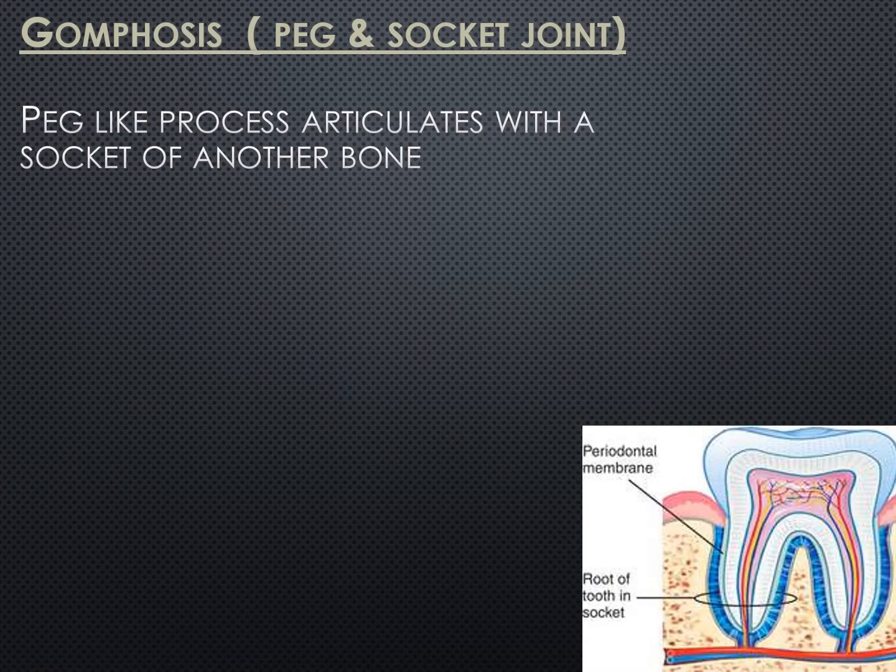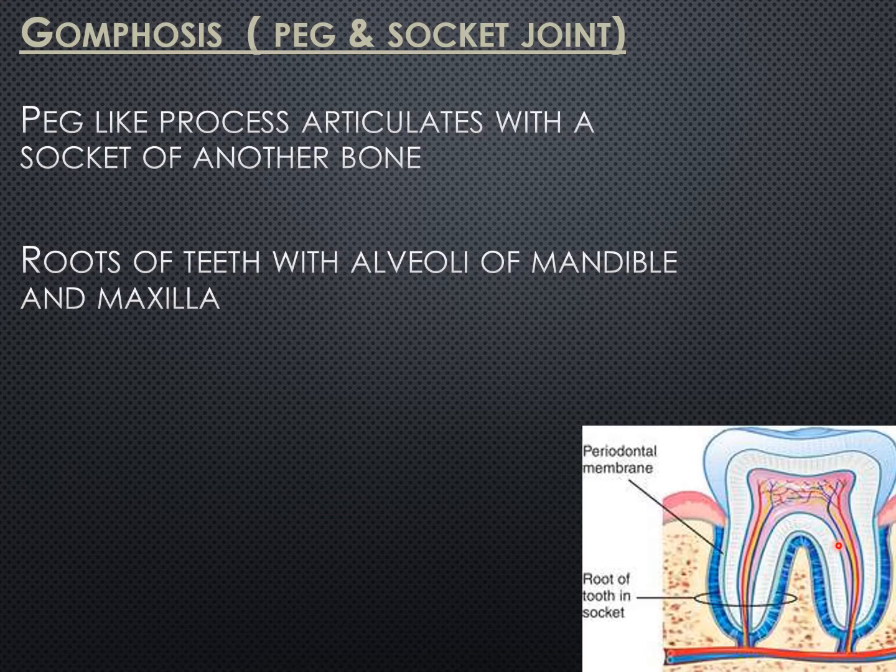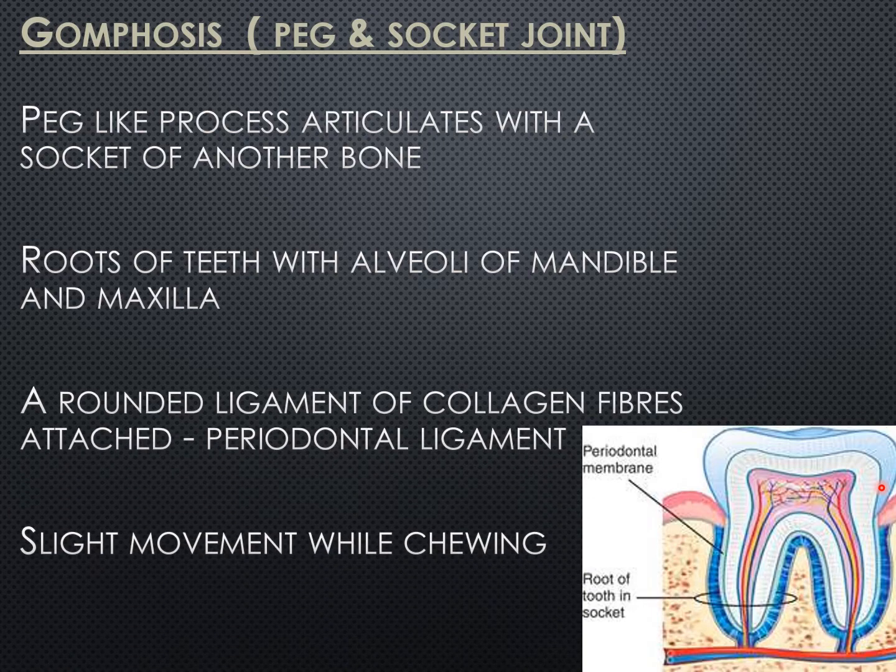Now we'll go to the third type of fibrous joint, that is the gomphosis, that is peg and socket type of joint. So here the peg-like processes will articulate with a socket of another bone. The best example for that is the roots of teeth that articulate with the alveoli of the mandible and the maxilla. So roots of the teeth with the mandible and the maxilla is the example for gomphosis, or the peg and socket joint. And here is movement possible? Yes, slight movement is possible while chewing.